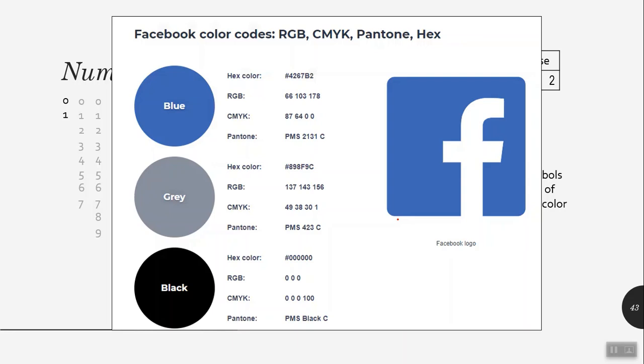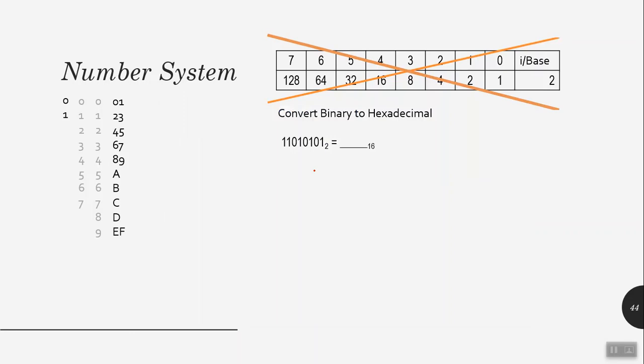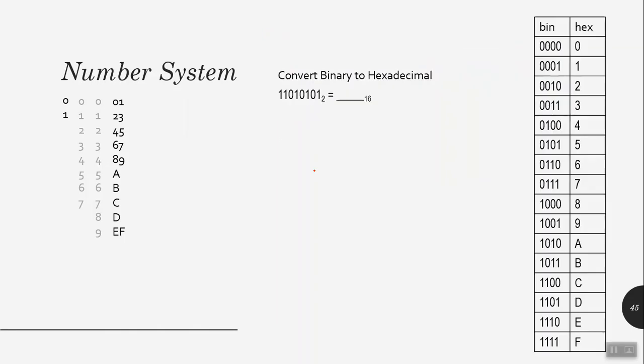So here's an example. Here's a color palette of Facebook. So as you can see here, there's the hex color or hex value for each color. So this is used widely in computer programming languages, and I think that's JavaScript and Java, but it's not limited only to those programming languages. So here we're not going to use this table, but instead we're going to use this.